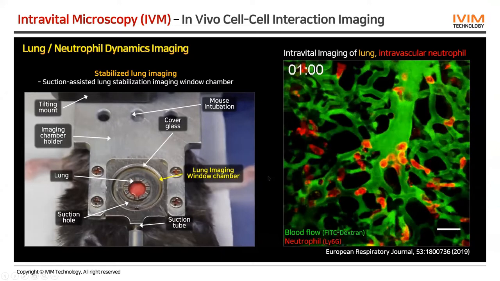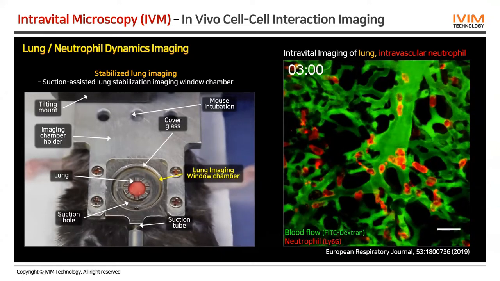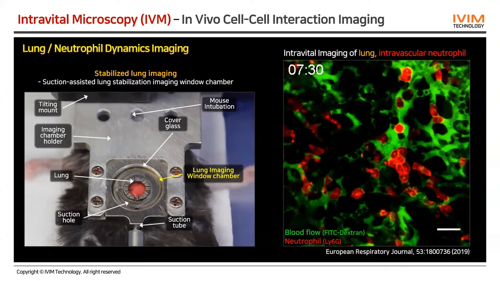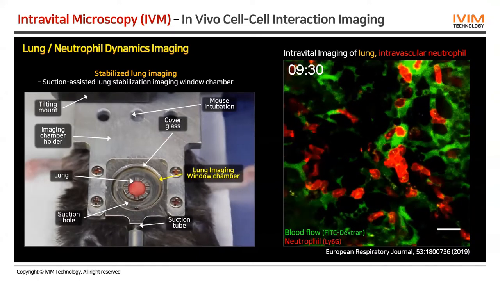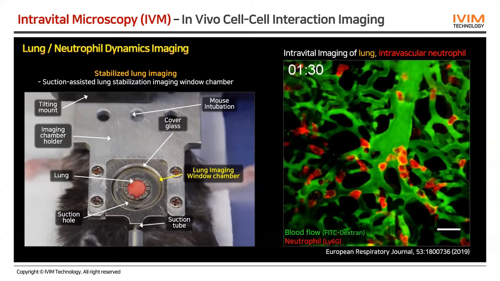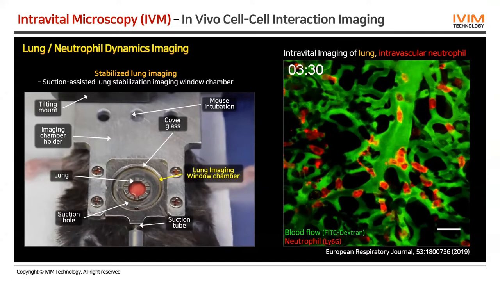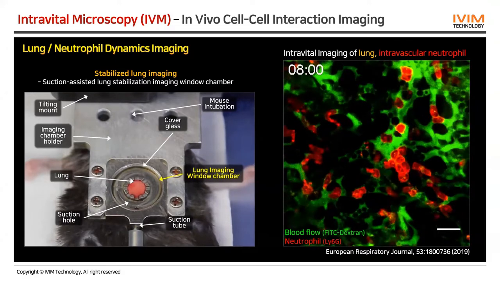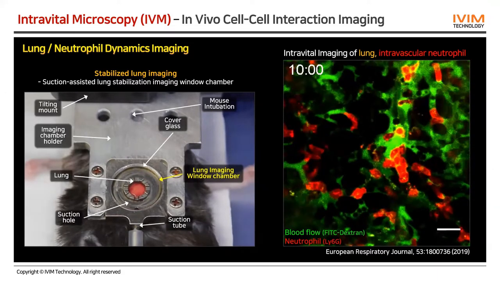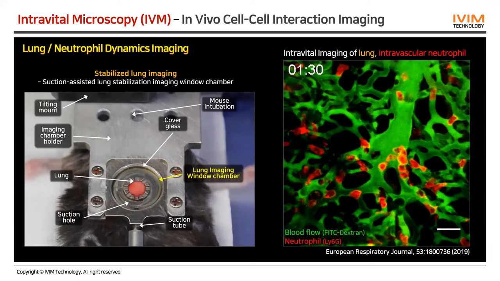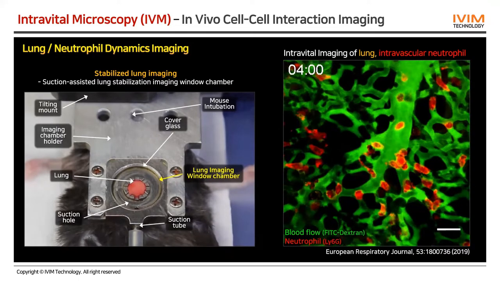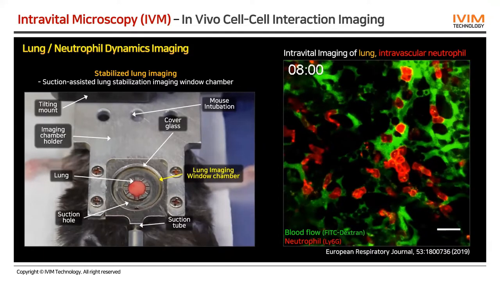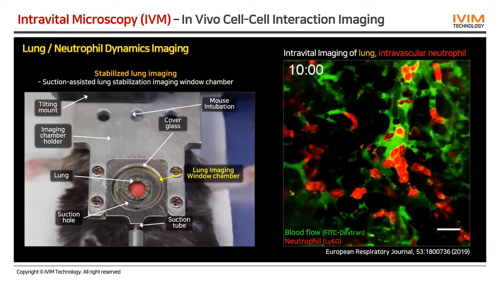So this is one of the very good data to show what you can image inside the mouse model. You can see the movement of the cells in real time in vivo, and how they move around and interact with each other. In this case, they come together and make a cluster, and eventually it blocks the blood vessel and stops the blood circulation at the capillary level.